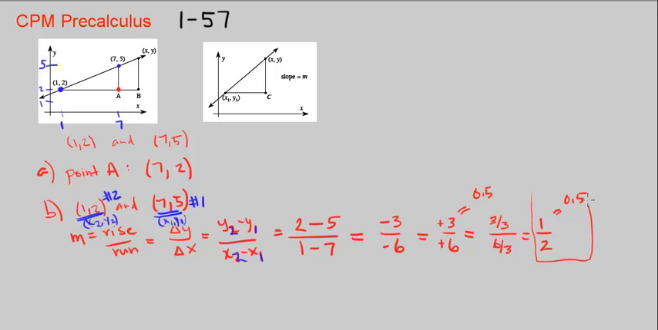Okay, so let me box my answer. Let me go up and make sure I box it for part A, and go on to C. C says, what are the coordinates for point B? Okay, so point B, let's go look at it in a different color. So point B is right here, right?